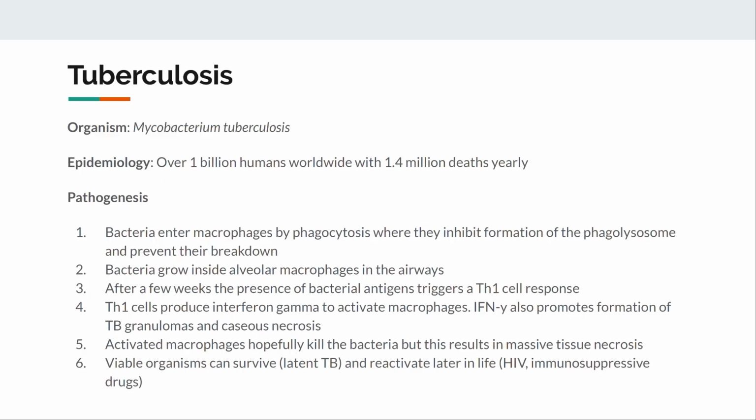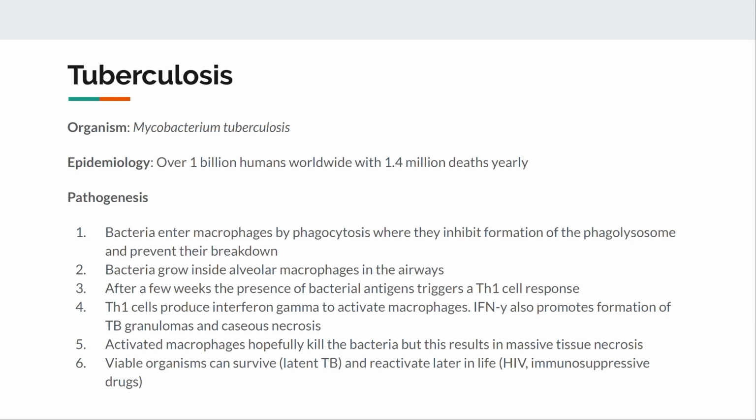Tuberculosis is a unique infection by Mycobacterium tuberculosis that has infected over 1 billion humans worldwide and kills over 1 million people every year. It's got a unique pathogenesis where the bacteria enter your macrophages by phagocytosis, but instead of the macrophage being able to destroy the bacteria, they live inside the phagosome, and through factors that the bacteria has, it actually prevents the macrophage from being able to destroy it.